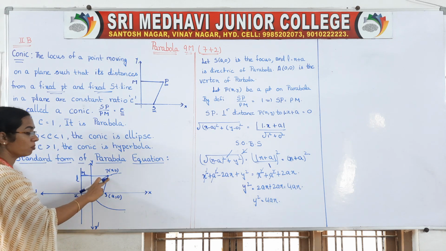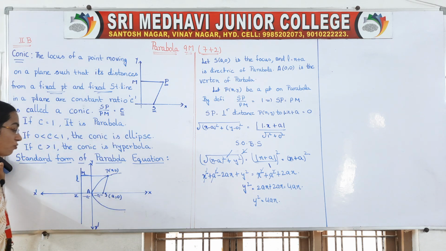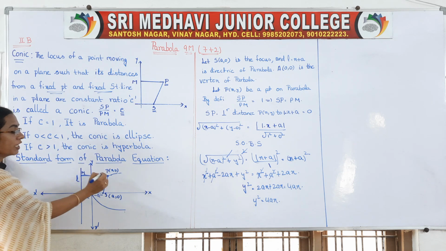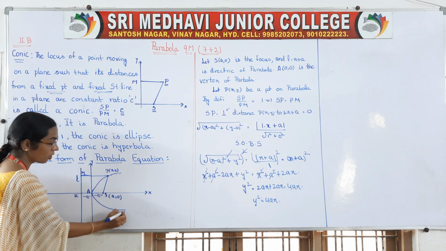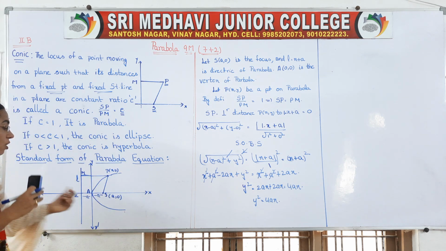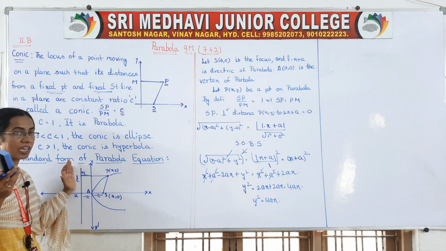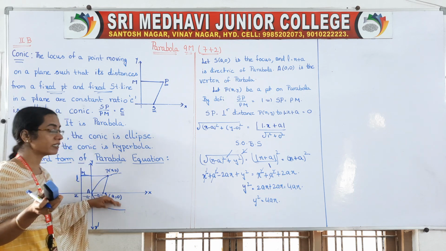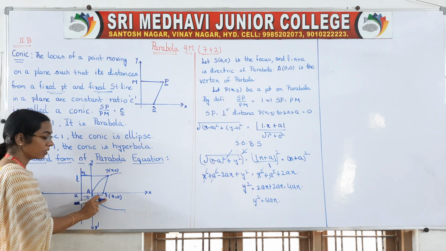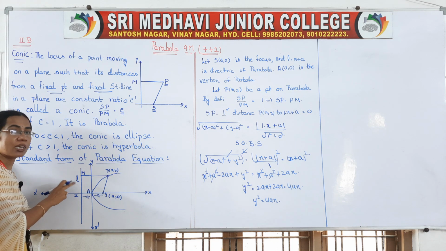In this parabola, this is called the focus: S (a, 0) is the focus, and this line is called directrix. If we take any point on the parabola, on the curve, it always maintains a constant ratio of the distances from the fixed point and fixed line. Fixed point is called focus and fixed line is called directrix. Focus is denoted by the capital letter S and directrix is denoted by the small letter l.